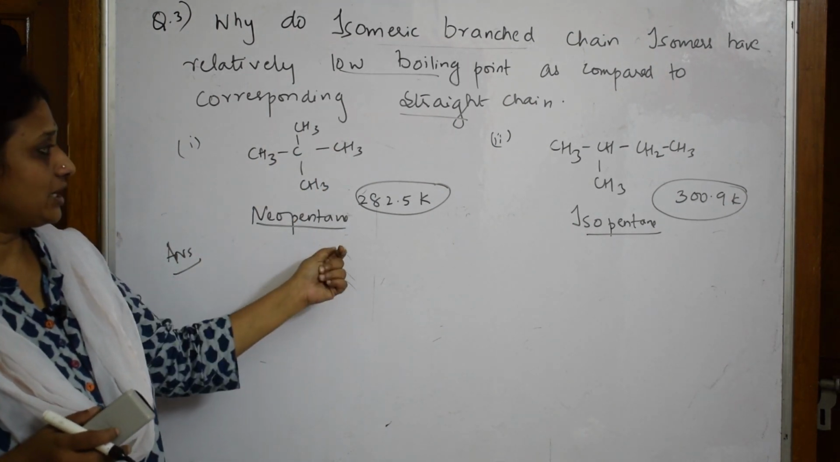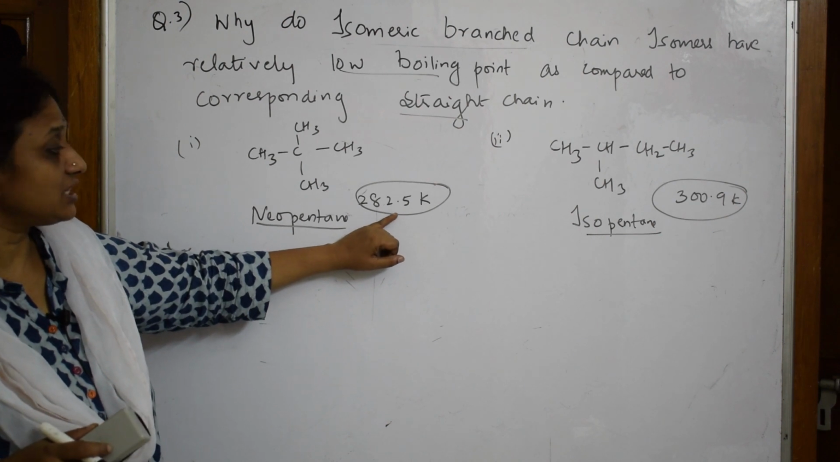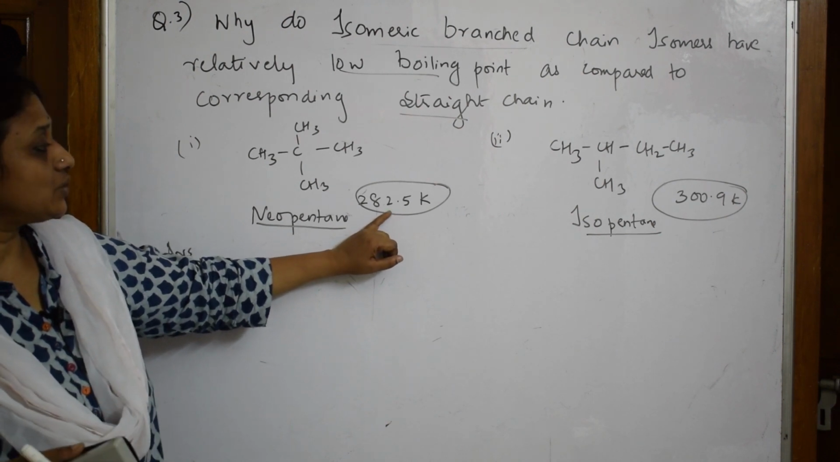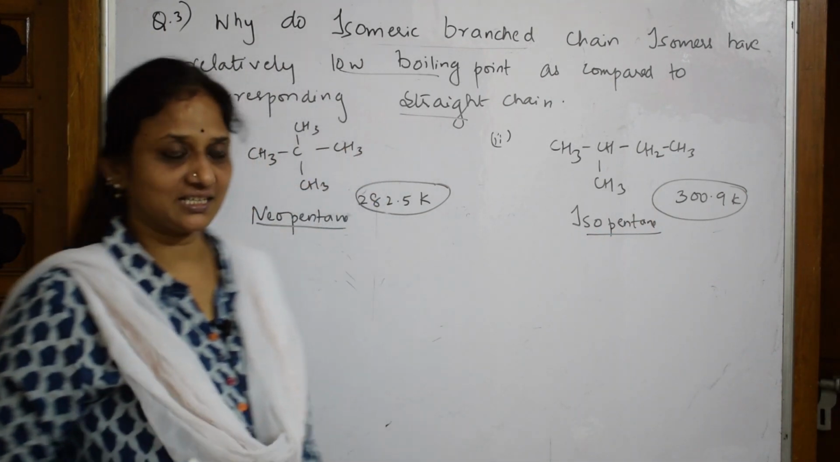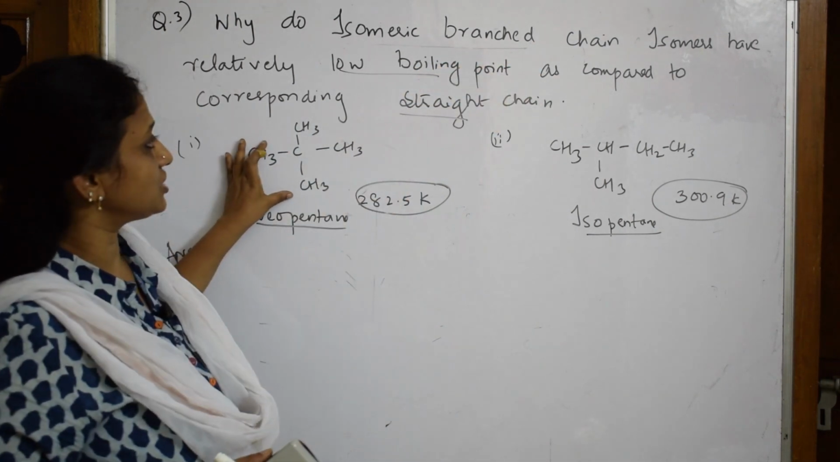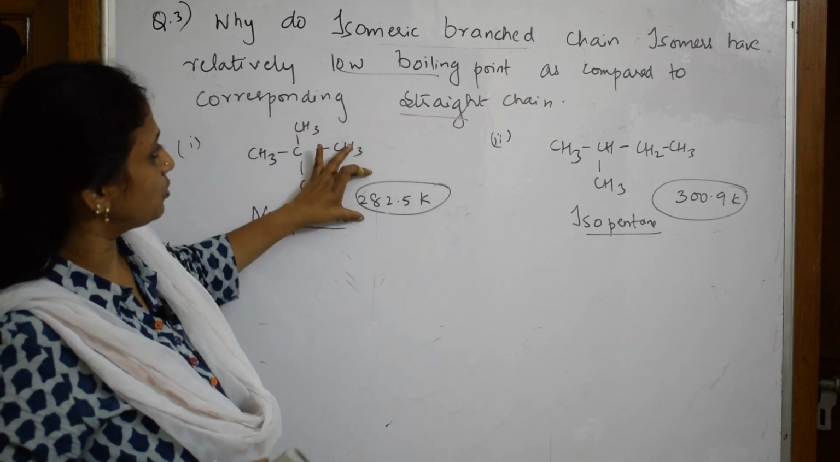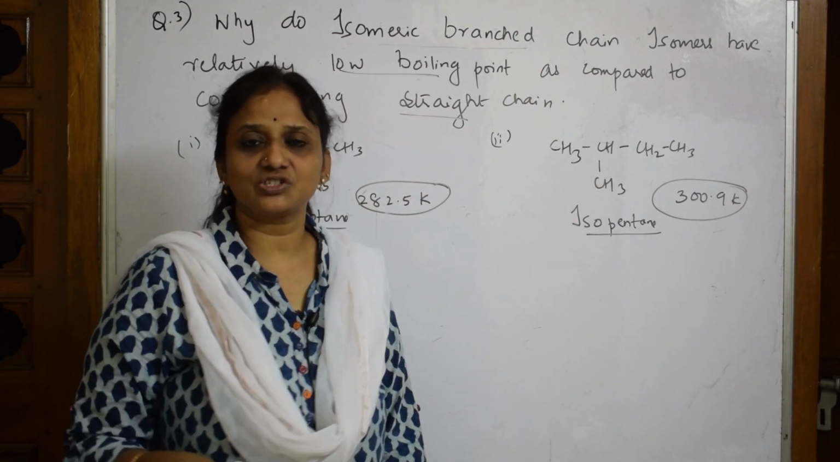Now when we observe the boiling point, for the branched chain, the boiling point is very less compared to that. It is 282.5, here it is 300.9. This is what they're asking us. They're asking us, why do isomeric branch chain isomers have relatively low boiling point as compared to corresponding straight chain or one branch chain at the center.